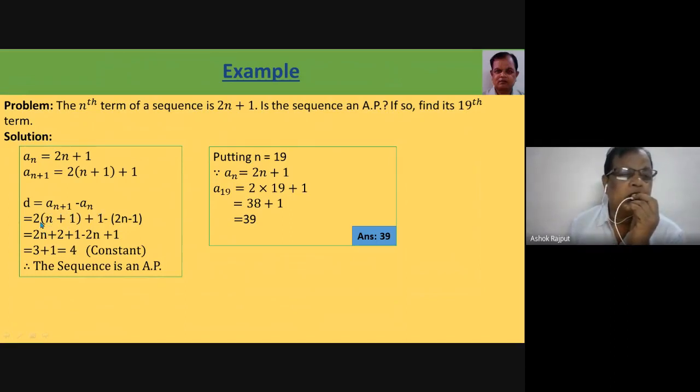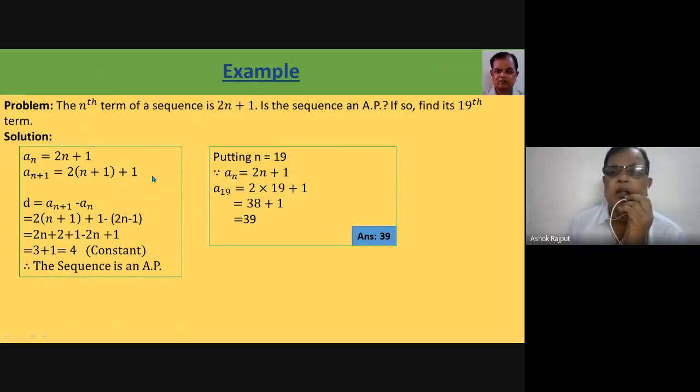So we have put the values: a(n+1) - an = 2(n+1) + 1 - (2n + 1). Now we will break the bracket: 2n + 2 + 1 - 2n - 1. 2n cancelled here. Now we are seeing 2 plus 1 is 3, and next one is minus 1, so 3 minus 1 equals 2. It is constant. Therefore, the sequence is an AP.